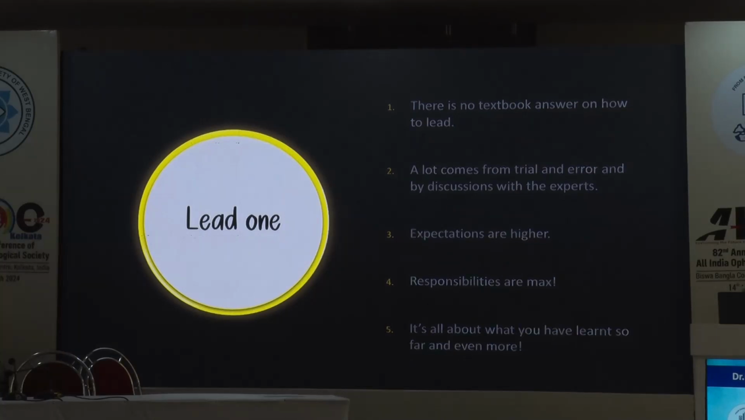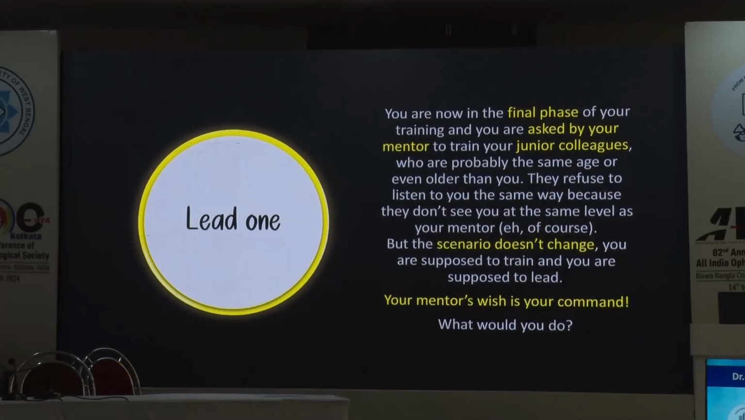So the case scenario from this session, and that would be the final one, is this: you're now in the final phase of your training, and you're asked by your mentor to train your junior colleagues who are probably the same age or even older than you. They refuse to listen to you the same way because they don't see you at the same level as your mentor, of course. But the scenario doesn't change. You're responsible, and you're supposed to train, and you're supposed to lead. Your mentor's wish is your command. What would you do? Since I have the mic, I'll start.